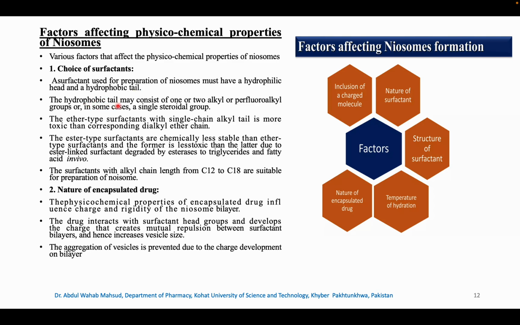The hydrophobic tail may consist of one or two alkyl or perfluoroalkyl groups, or in some cases a single steroidal group. The ether type surfactants with single chain alkyl tail are more toxic than the corresponding dialkyl ether chains. The ester type surfactants are chemically less stable than ether type surfactants, and the former is less toxic than the latter due to ester linked surfactant being degraded by esterase to triglycerides and fatty acid in vivo. The surfactants with alkyl chain length from C12 to C18 are suitable for preparation of niosome.